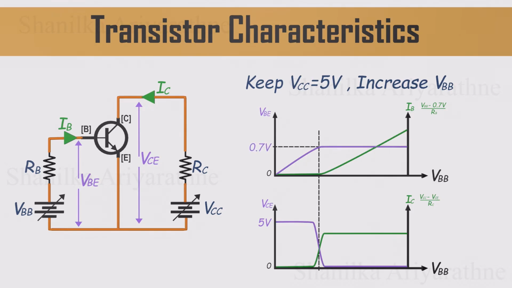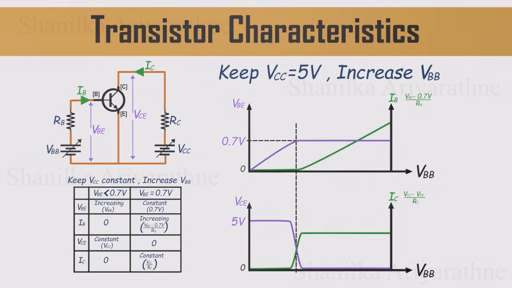Here's what the graphs reveal as we gradually increase VBB. VBE rises slowly along with VBB until it hits around 0.7 volts. After that, it levels off and stays nearly constant. That 0.7 volts is the threshold voltage, the point where the transistor starts to turn on. At first, IB, the base current, remains at 0, but as soon as VBE reaches that 0.7 V mark, current starts flowing into the base, and IB increases along with VBB.